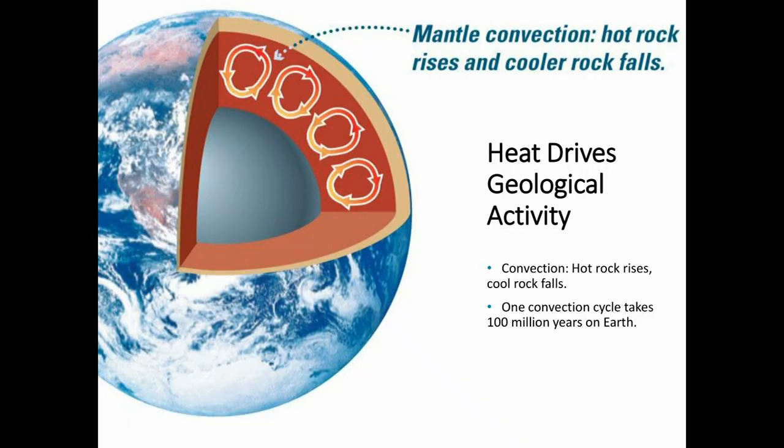If you were to track, let's say you had one particle of the mantle up near the crust, and you were to track that particle through its whole cycle of falling down towards the core, heating back up, and then rising again, that process would take 100 million years. But this convection cycle is always happening. So there's always some particle that started closer to the core and is now closer to the crust, and they're constantly cycling, hot rising and colder material falling.